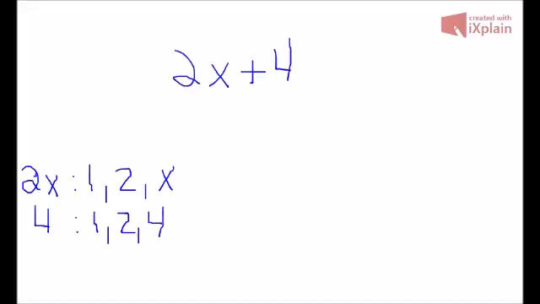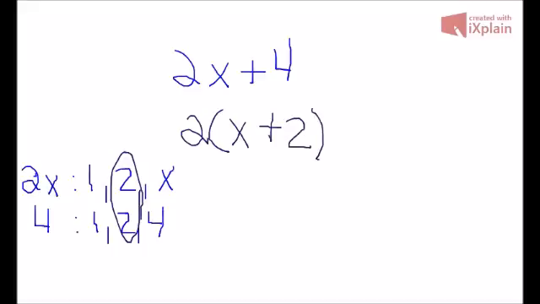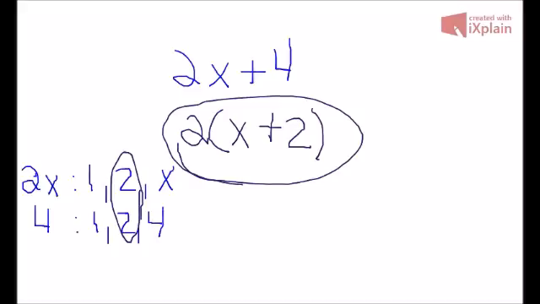Now, what do 2x and 4 have in common? They have a 2 in common. So pull out a 2 and divide each term by 2. 2x divided by 2 would be x. And 4 divided by 2 would be 2. So your final answer would be 2 times x plus 2.